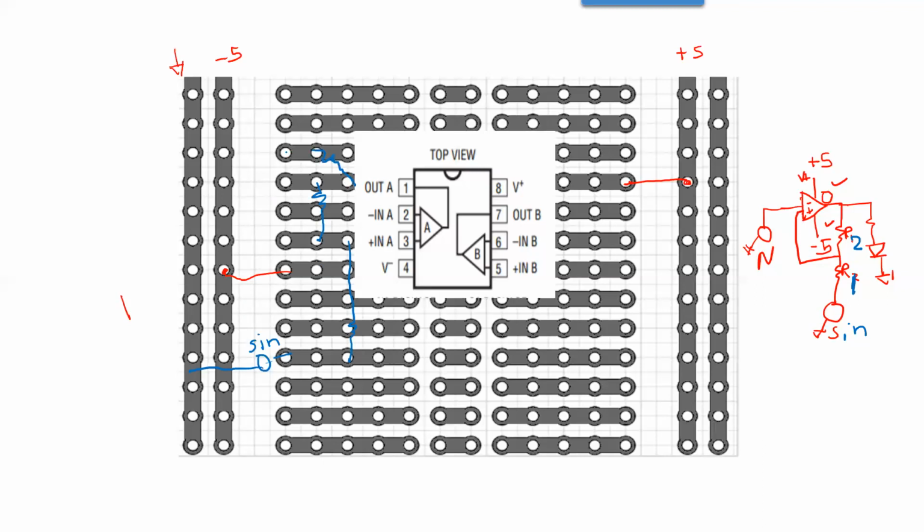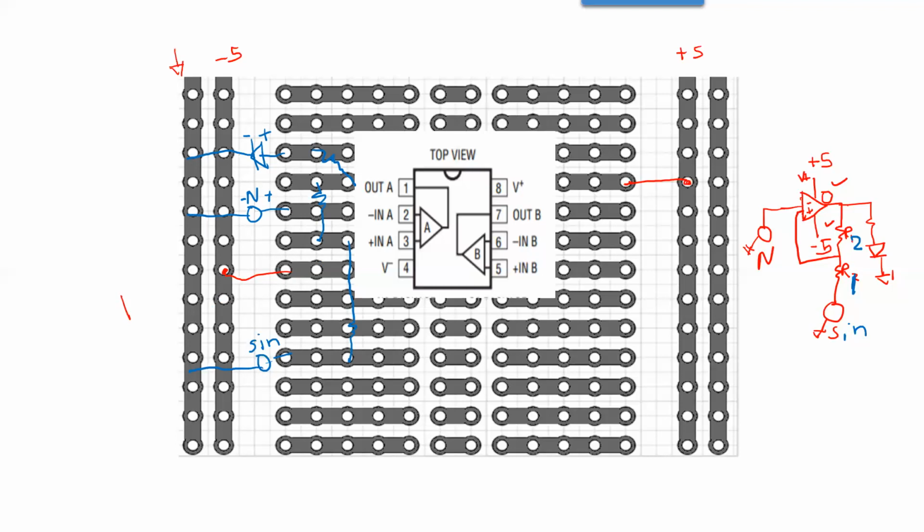Right? And I can make that diode connection there, right? And then what's left is this input that I've called noise, which comes in on the negative side with respect to ground. And I've just called it N. So that's pretty much it.